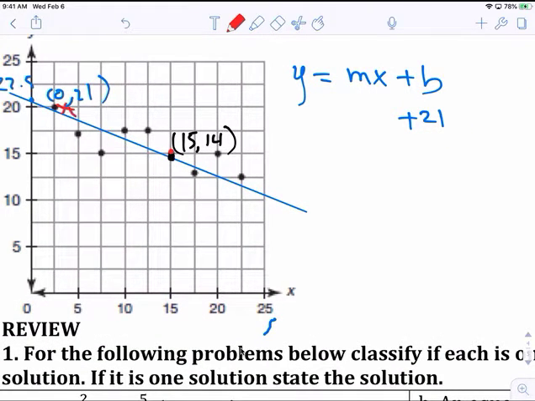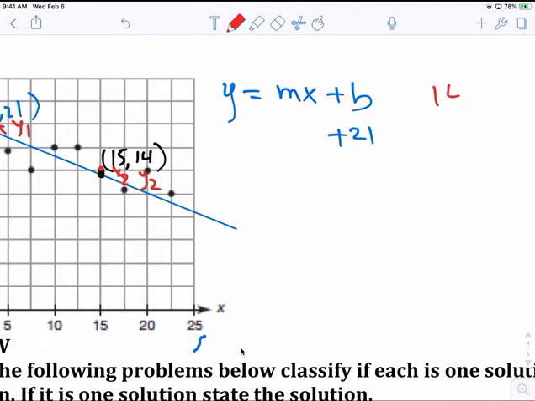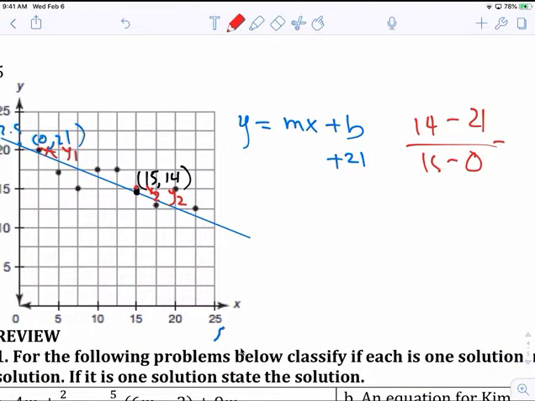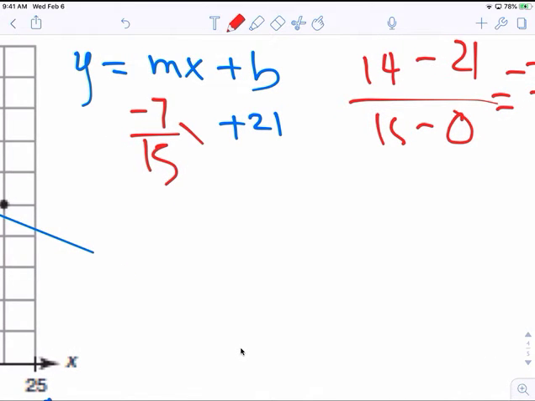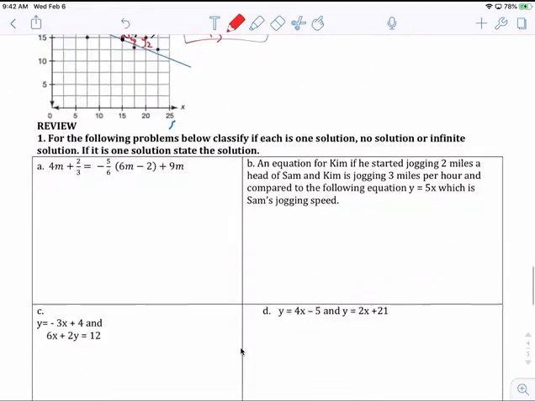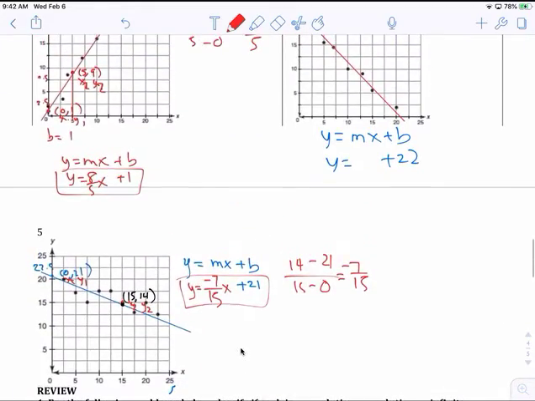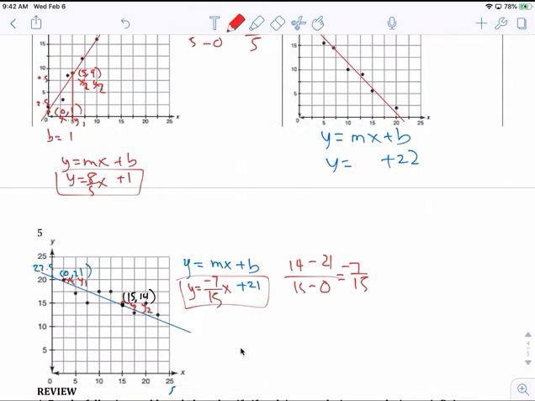So x sub 1, y sub 1, x sub 2, y sub 2. All right, rate of change is 14 minus 21 over 15 minus 0. So this is negative 7 over 15. Negative because the graph is going down. And that's my answer right here. Okay, because we have the y-intercept. Oh, that's right, you don't have this page. Gosh darn it.